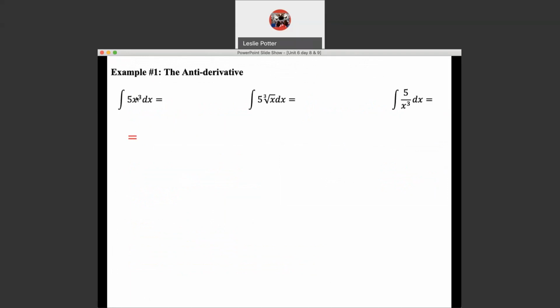And then we're going to have to bump up this power. So it starts as a 3. The new power is 4. We're going to divide by the new power 4. So the antiderivative is 5x to the 4th divided by 4 plus c.